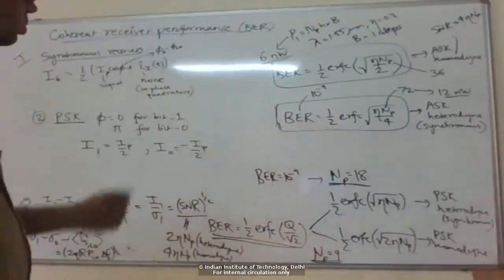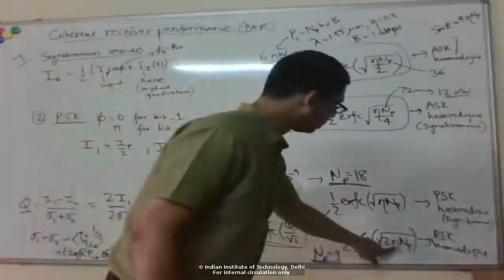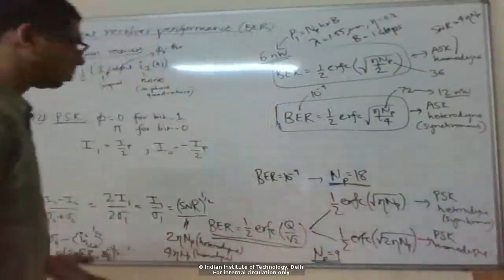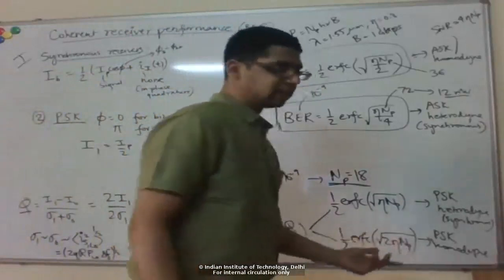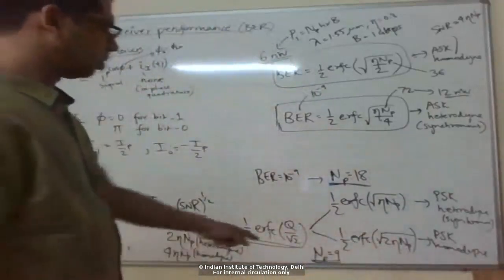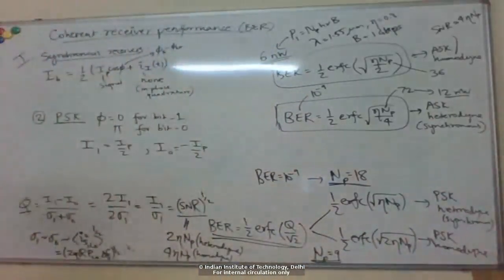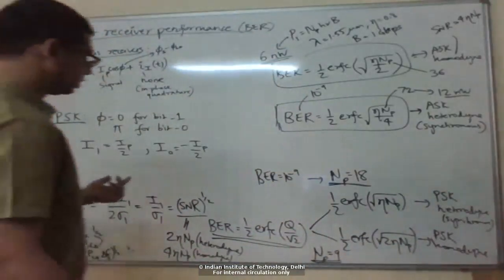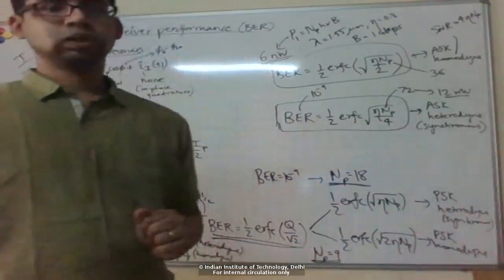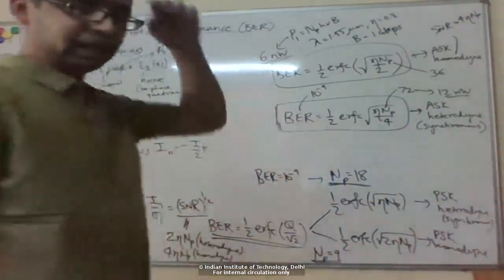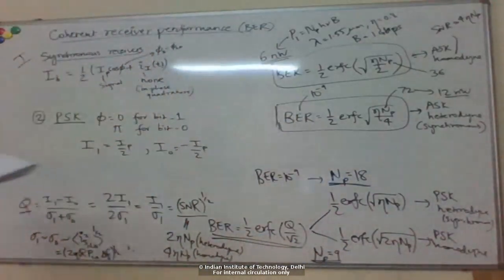Of course, this is with quantum efficiency equal to 100%. If you take, for example, a real detector with quantum efficiency of 80% or something, then this will go up to maybe 10 or 12. But nevertheless, this is theoretically the best sensitivity you can get, using PSK modulation with homodyne detection.